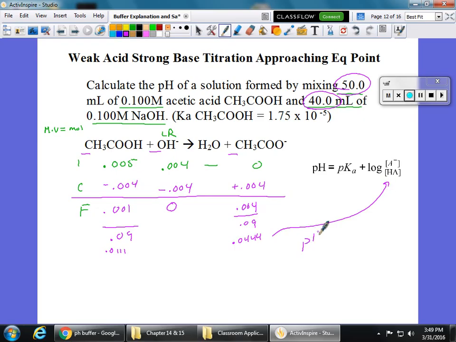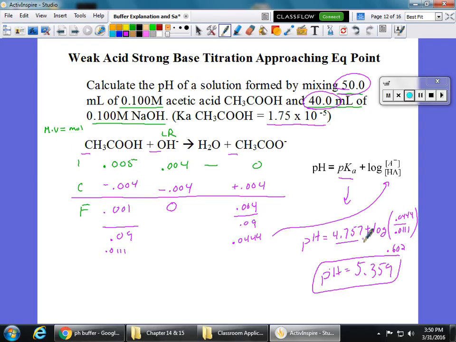We're going to put those numbers into our Henderson-Hasselbalch equation. In the last problem, you saw that we already found the pKa by taking the negative log of the Ka value. The negative log of 1.75 times 10 to the negative fifth is 4.757. You can just do that if you haven't already. And we're going to do the log of 0.0444 over 0.0111. That's just going to come out to be 4, and the log of 4 is 0.602. So that gives us a pH for this solution of 5.359.